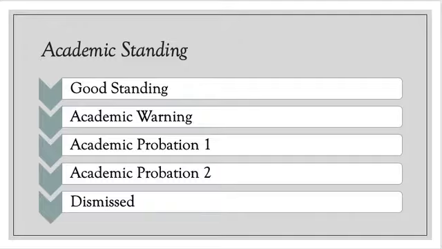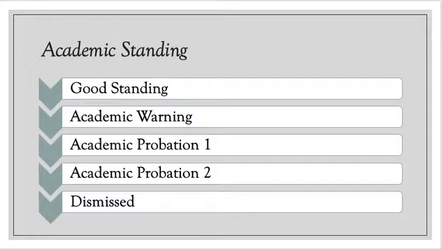You will be given a semester to try and improve your grades by improving yourself as a student and by trying again in courses that you have failed. If you're unable to improve your GPA, the next semester you will be on academic probation 1. Again, you'll get a semester to try and improve yourself as a student and improve your marks. If you're unable to rise above a 2.0, you go into academic probation 2.